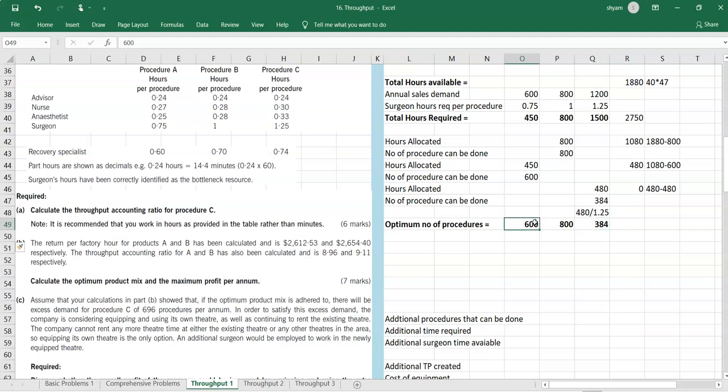What we have done is we have found out the number of procedures. Okay, so you can either work out with number of procedures, or like how they have given, if you want to find out, we have to find out the hours. So we'll just put it like this: optimum number of procedures in hours. So that we'll find it out. That won't be much of a problem. We can quickly find out.